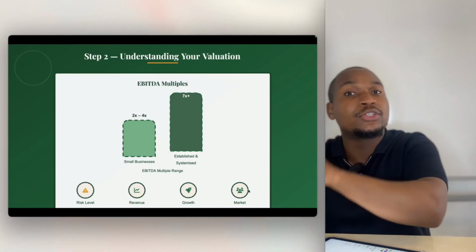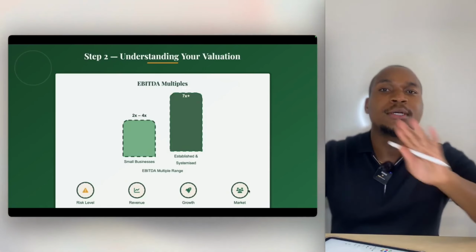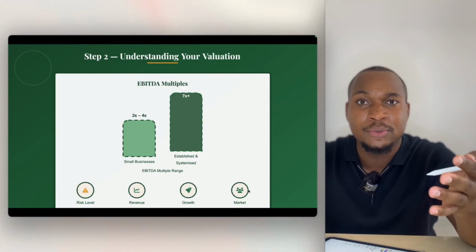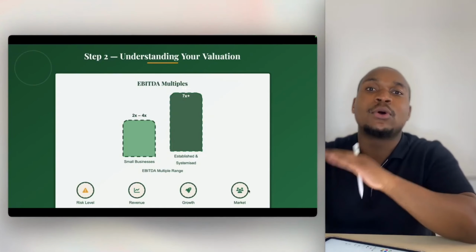So step two is understanding your valuations and the multiples that might affect your business. It's not just profit, guys. It's a bunch of different variables. So for example, like we mentioned before, it's owner dependencies, right? If the business is fully dependent on you, that business will be valued a lot less. If your business is autonomous and it can work without you, that business is a lot more valuable.